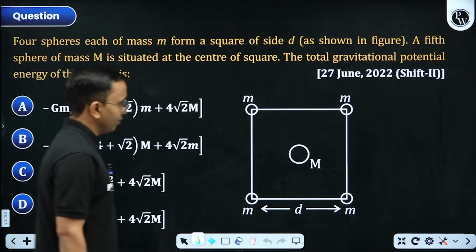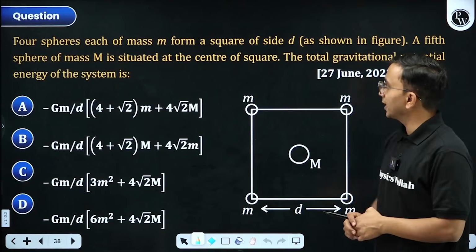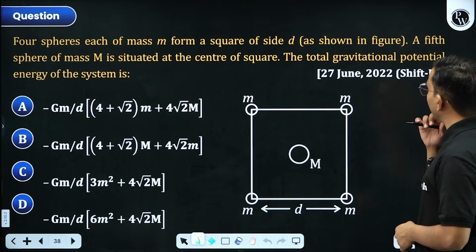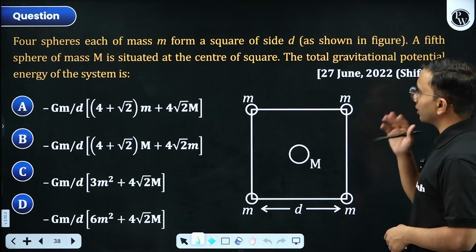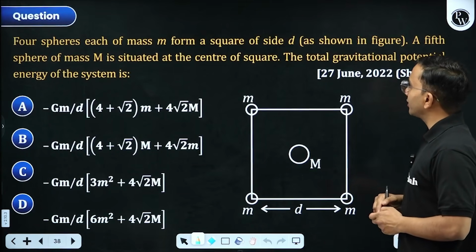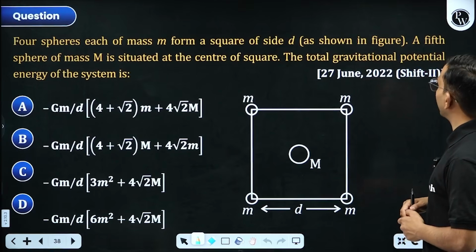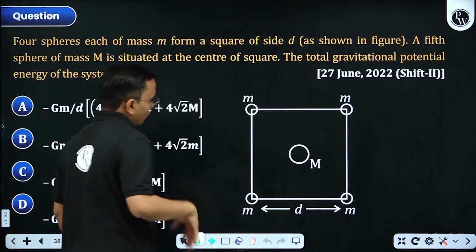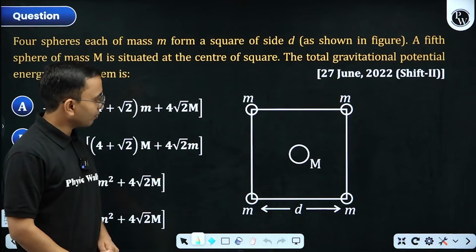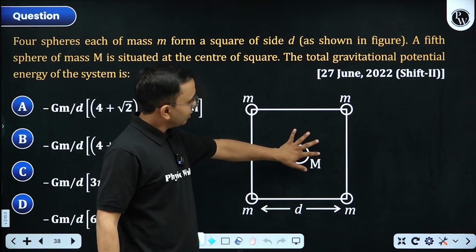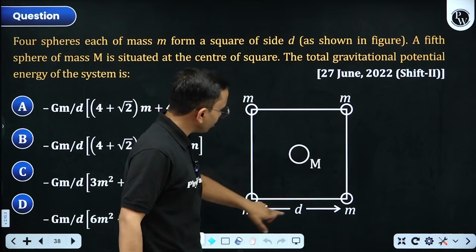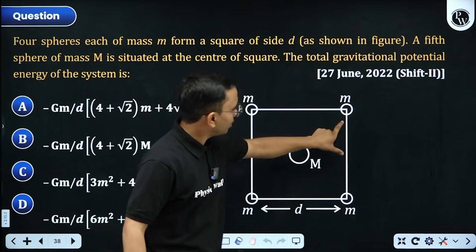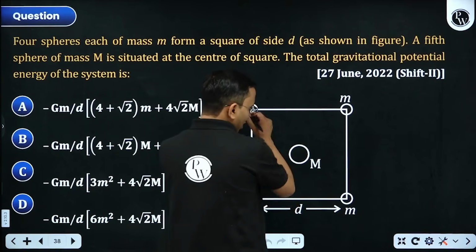Same thing here. We are having 5 masses. 4 spheres, each of mass m, form a square of side d. A fifth mass, capital M, is situated at the center of the square. What is the total gravitational potential energy of this whole system? For each pair I need to write. First of all, forget the center mass. Let us write the potential energy of these 4 masses. 1 pair, 2 pair, 3 pair, 4 pair. These are the 4 sides, and 2 diagonal ones.